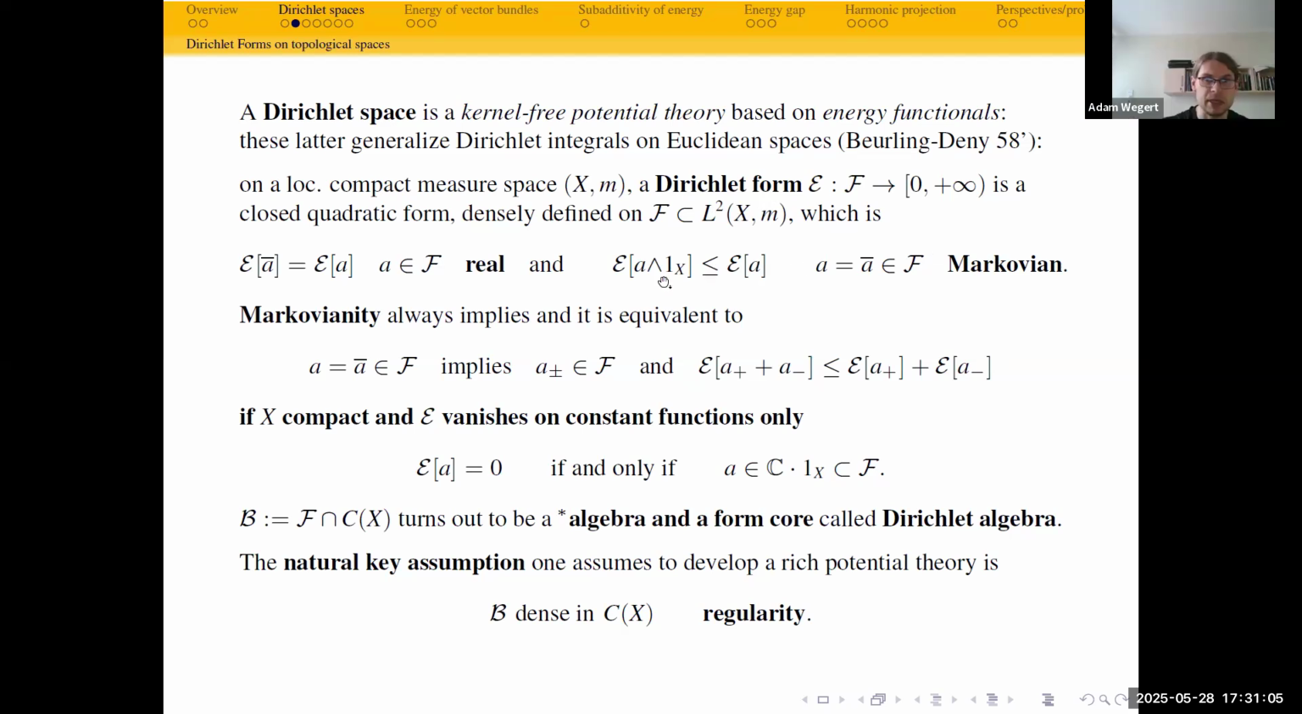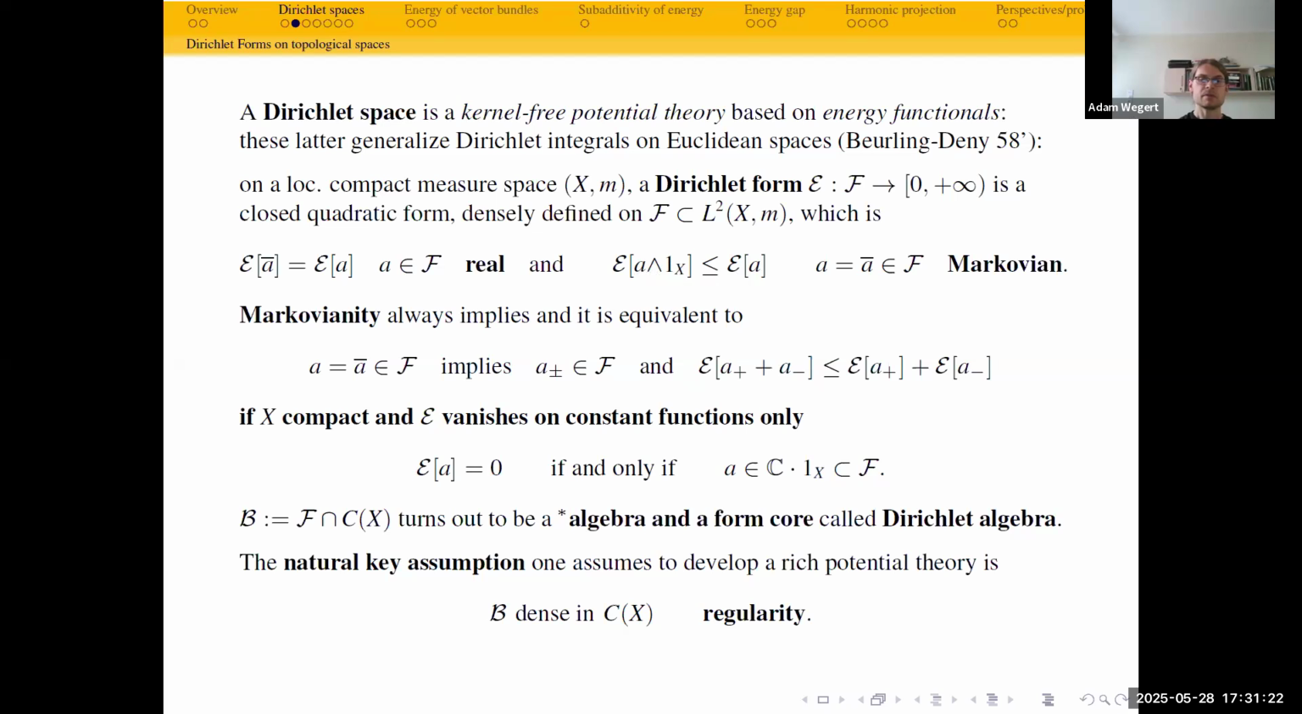So what does a wedge 1 on X? Yes, it is the infimum, okay. The infimum of the function A and the constant function 1 on the topological space X.